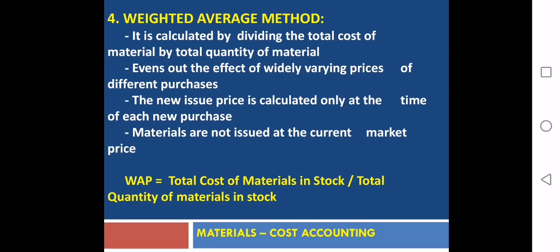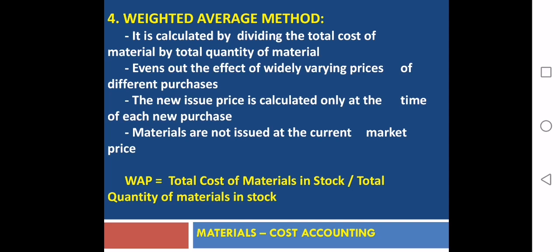Now the last one, most popular and important one, weighted average method. It is calculated by dividing the total cost of materials by total quantity of material. Means you are not considering the price here. You are considering the amount of various receipts divided by quantity of various receipts. So when the amount is divided by quantity, you will get the weighted average price.